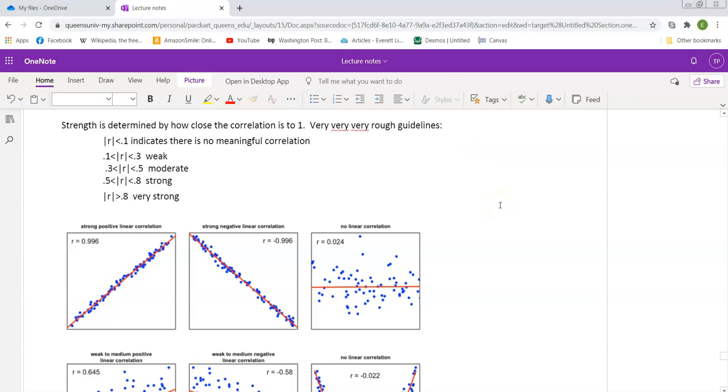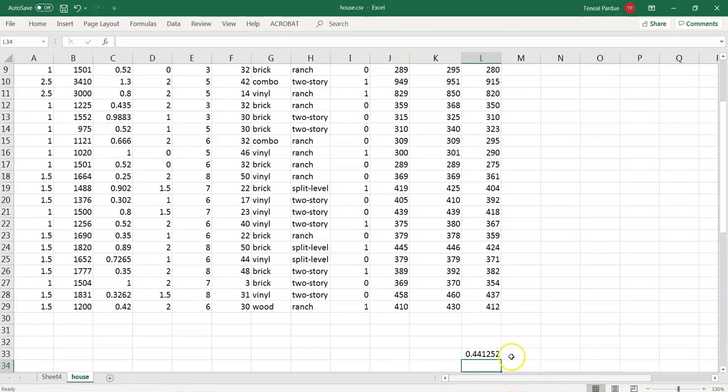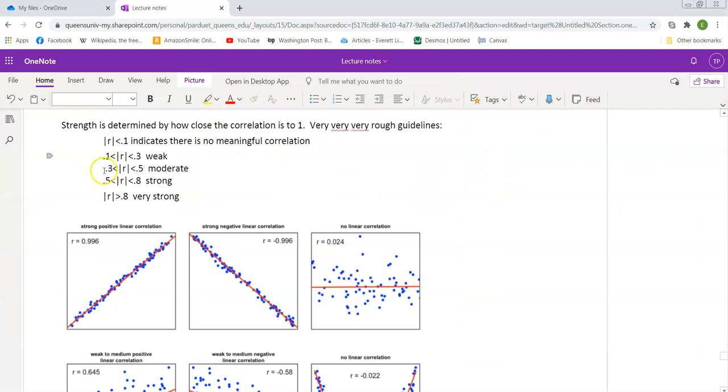They're context dependent, for one thing. If you're doing a correlation in the real world, you're going to compare it not to this, but to other correlations from similar studies. So if we were looking at this correlation here that we got, 0.441, according to this, it's moderate in strength and it's positive.